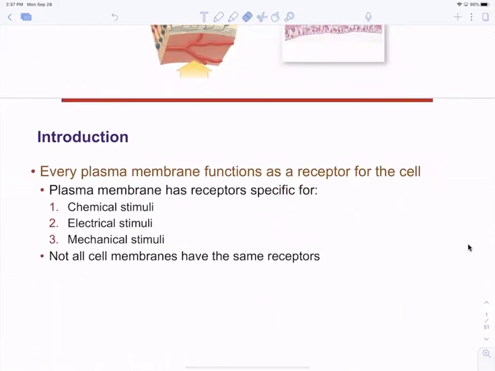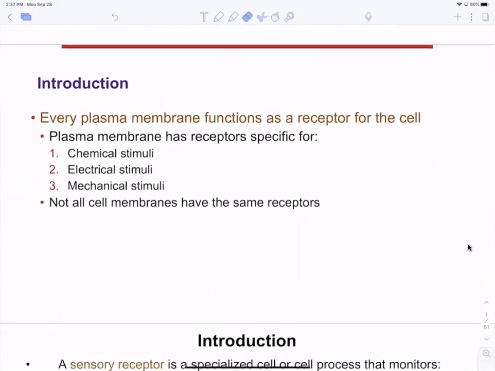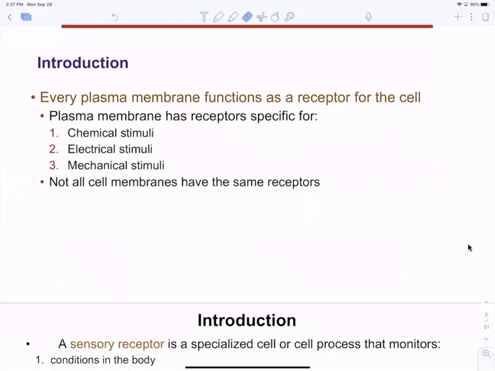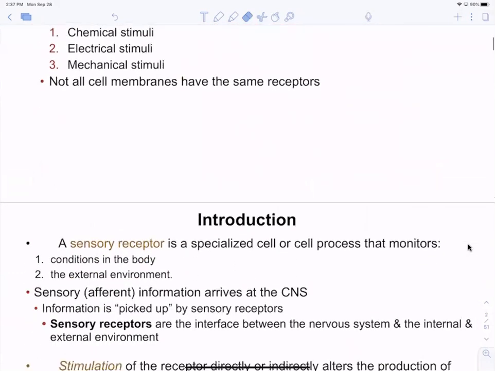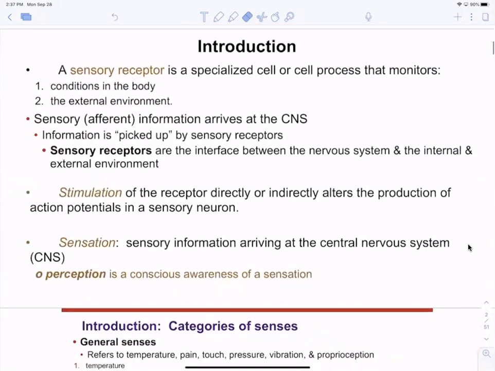So every plasma membrane functions as a receptor for cells, and there are receptors that are specific for chemical stimuli, electrical stimuli, mechanical stimuli. The fact is that not all cell membranes are the same. Not all cells are the same, and there's this differentiation that we talked about in the beginning. So sensory receptors are very specialized, depending on the area where they're located and what kind of sensory modality they respond to. So let's define sensory receptor. It is a specialized cell or cell process that monitors either the conditions inside the body or the conditions outside the body. So that would be the external environment.